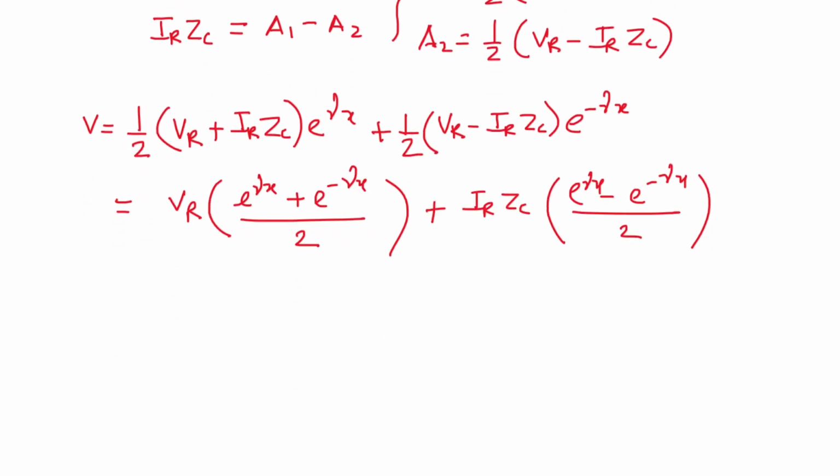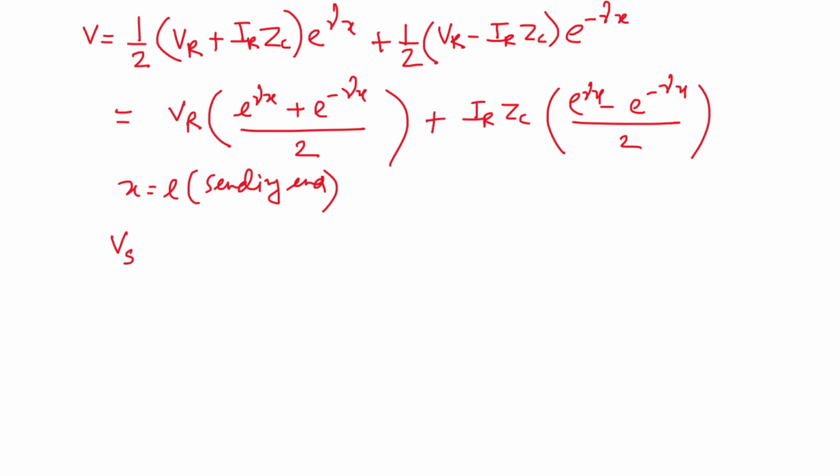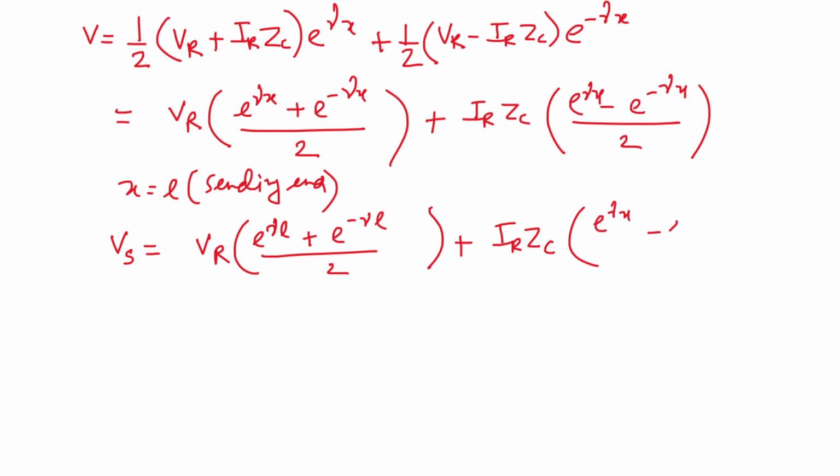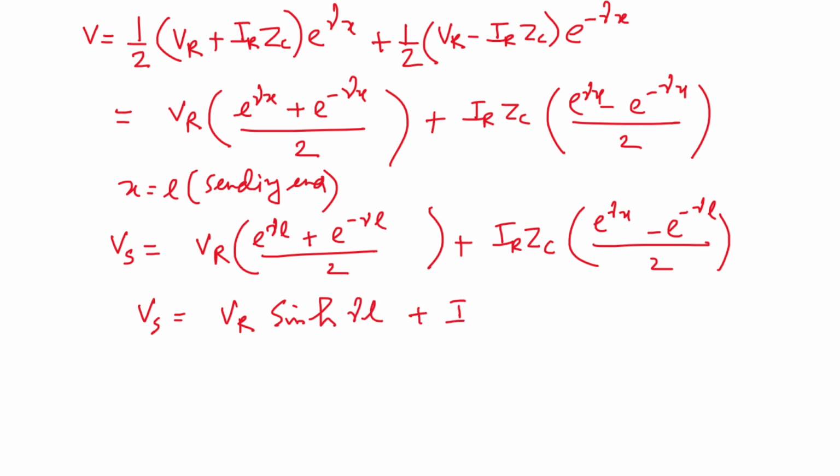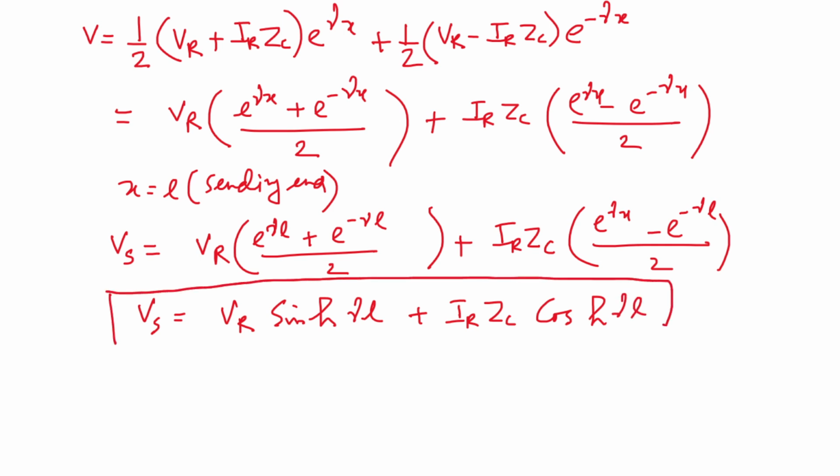Now with this equation, if we put x equal to L, that means we are at the sending end. So V is equal to Vs, that is equal to Vr times e to the power gamma L plus e to the power minus gamma L by 2, plus IR into ZC times e to the power gamma L minus e to the power minus gamma L by 2. That is, Vs is equal to Vr cos hyperbolic gamma L plus IR ZC sin hyperbolic gamma L. This is your first equation.